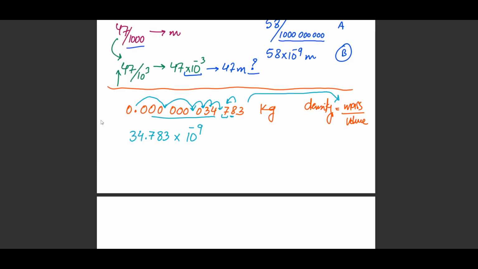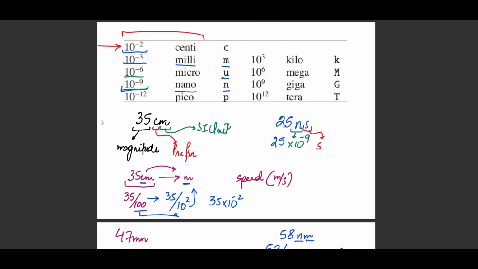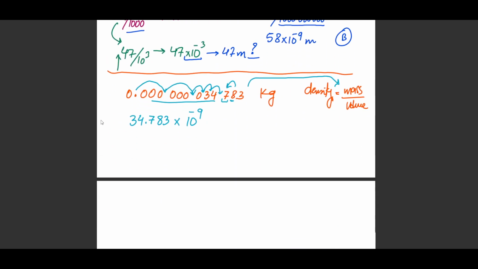Okay. So I go back to the table, and again, I keep referring to the table, which should be a part of your memory. You should memorize that 10 raised to the power minus 9 is nano. So I can very well write this number as 34.783 nano, right?